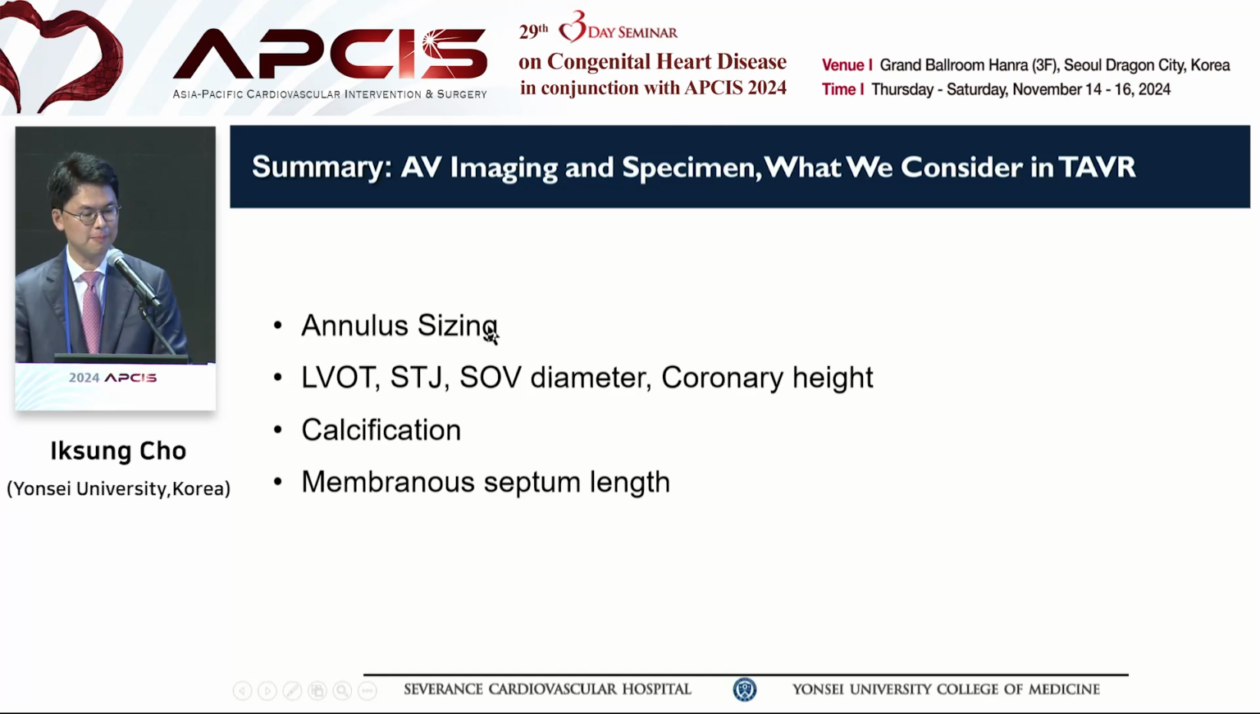So in summary, annulus sizing is very important. From that, we can measure the LVOT and the other parameters. Calcification is the most important thing to assess, to reduce annular rupture and also to reduce conduction abnormality. We might use membranous septal length as a guide.